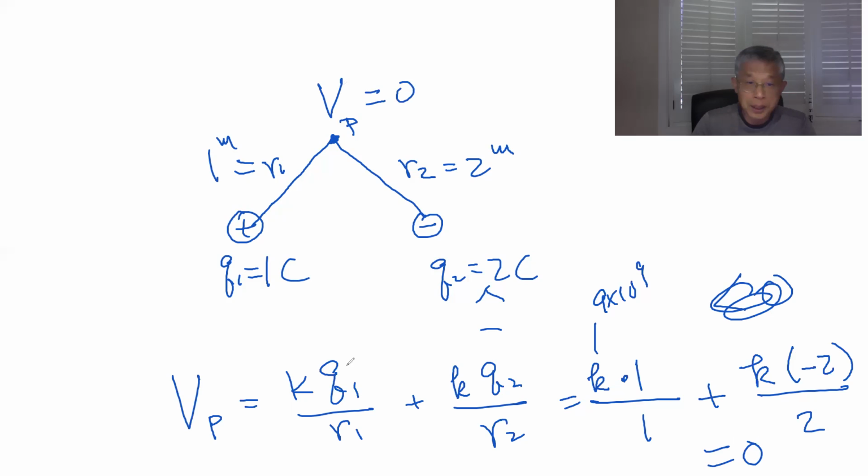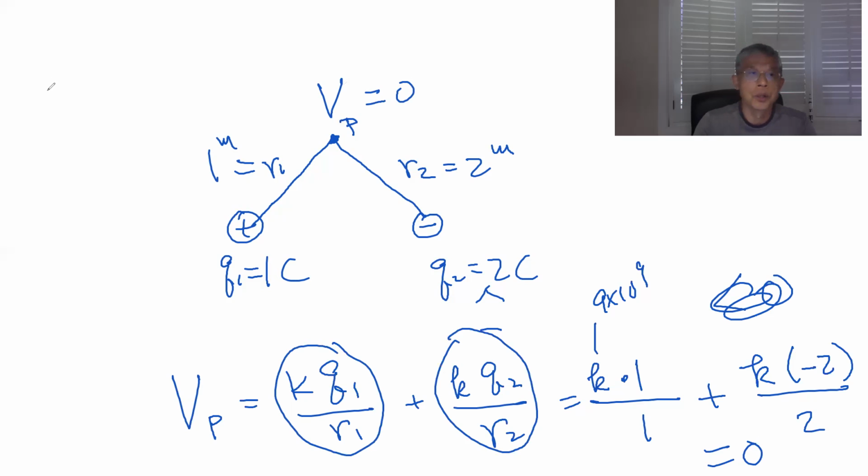So you can see this is treated as a scalar. There's no vector here. Electric potential V is a scalar, not like E, the electric field, which is a vector.